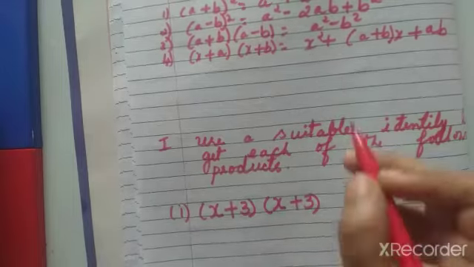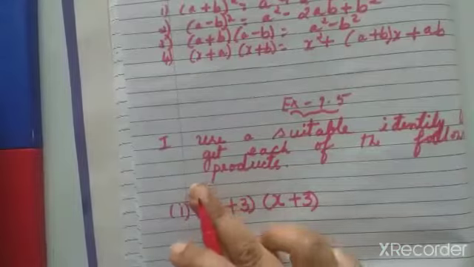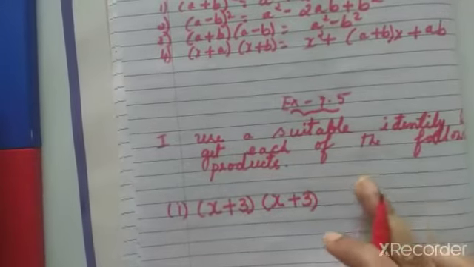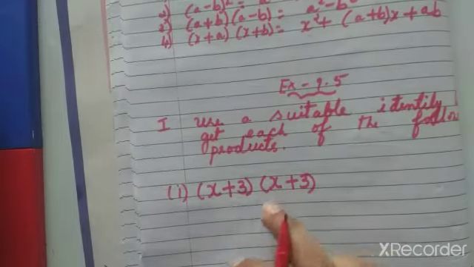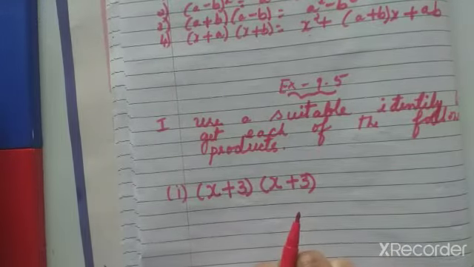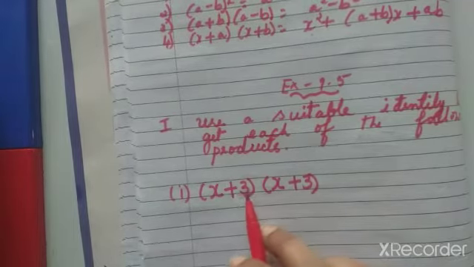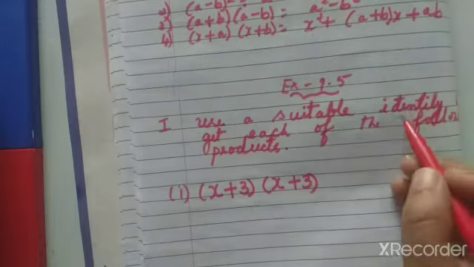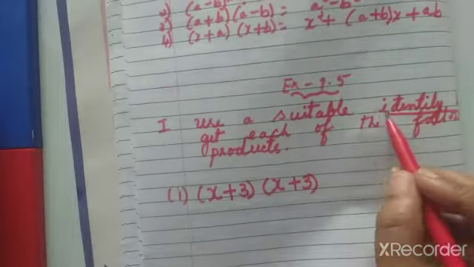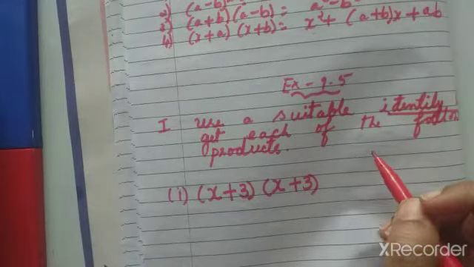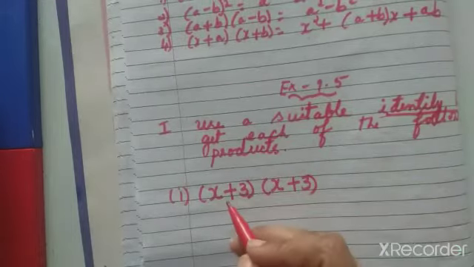Now exercise 9.5. First main question: use a suitable identity to get each of the following products. First question in that, (x + 3) into (x + 3). So this is a binomial; with the multiplication of binomials, we can multiply the first term with the second group and the second term with the second group. But here it is specially mentioned to use a suitable identity. Identity means formula. So with any formula we have to solve.